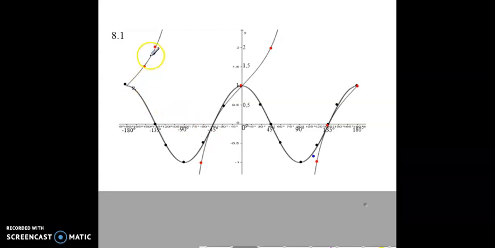So now I plot all my values for my tan graph. I plot all my values for my cos graph. And then with one gentle continuous curve, I connect the values through the coordinates that was plotted for the cos graph and for the tan graph.